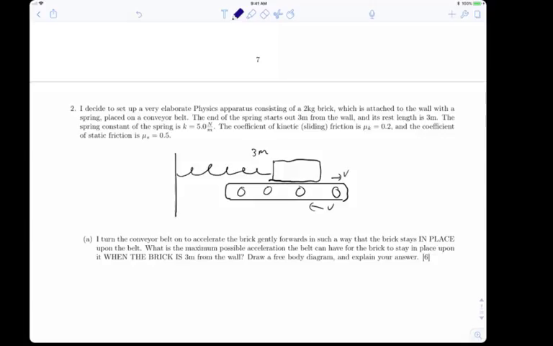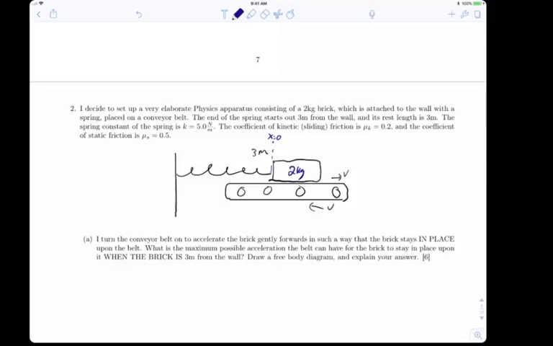Question 2, I decided to set up a very elaborate physics apparatus consisting of a 2-kilogram brick, which is attached to the wall with a spring, placed on a conveyor belt. The end of the spring starts out 3 meters from the wall, and its rest length is 3. We'll call this x equals 0, because I'm not great. Okay, the spring constant is 5 newtons per meter. Coefficient of sliding friction is 0.2. Coefficient of static friction is 0.5.